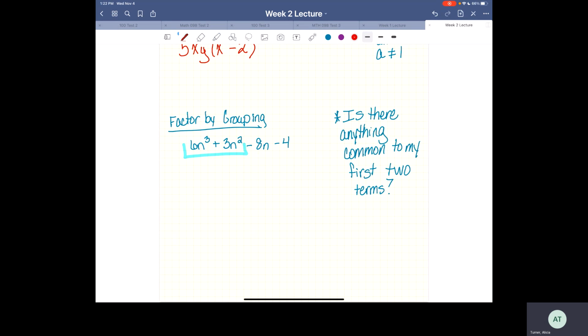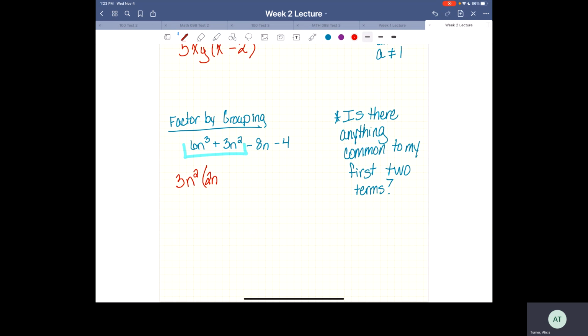So I'm going to look at my numbers. I have a 6 and I have a 3. So hopefully you're thinking that a 3 can come out of both of those. 3 goes into 6 and 3 goes into 3. Then I'm looking at my n to the third and my n squared. Can I pull some n's out? And the answer to that is yes, I can pull out an n squared. So 3n squared times 2n is what gives me 6n to the third.